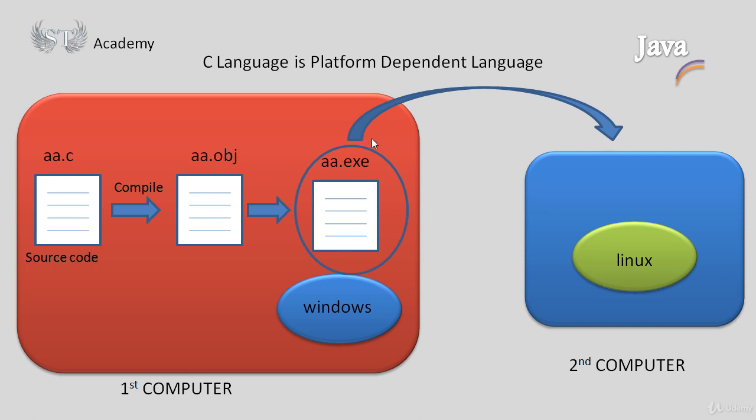So a program or a software or the application which is developed in one of the system, one of the computer, it may not run on the second computer if the platform gets changed. Here is Windows, here is Linux. So if I have to run this executable file in the second computer, here also I need the Windows operating system. Here also I need the platform Windows. Then only this executable file will execute and I will get the result.